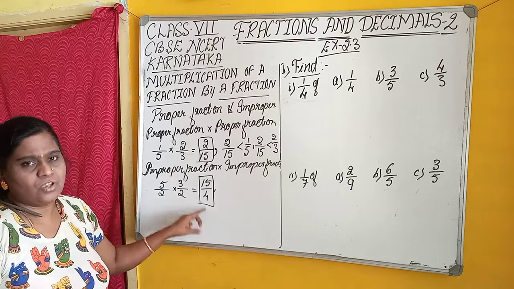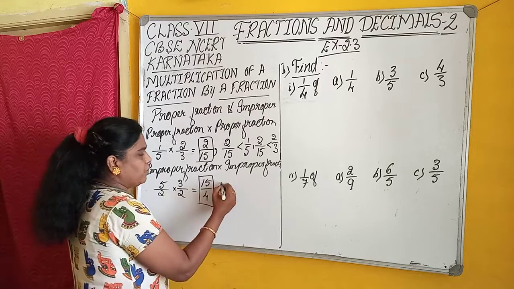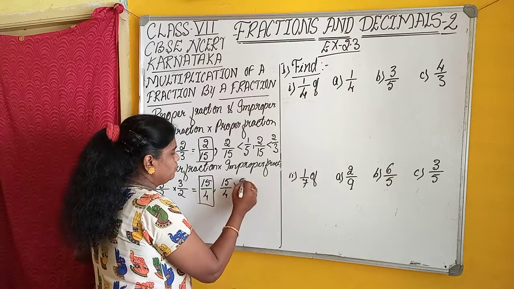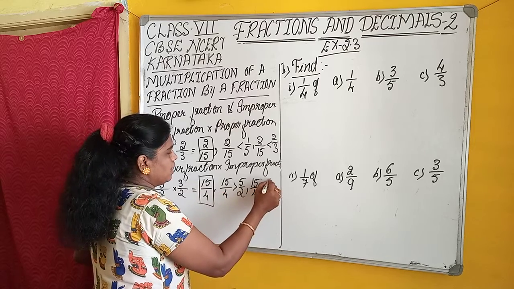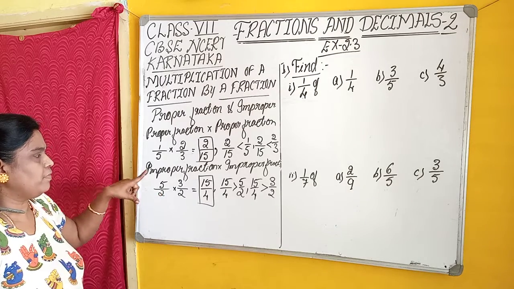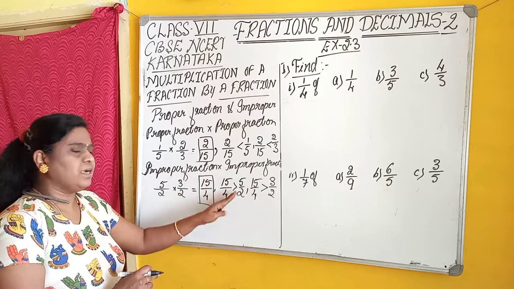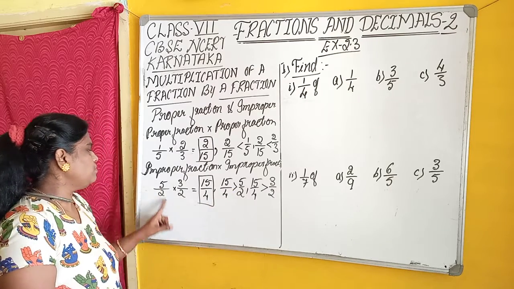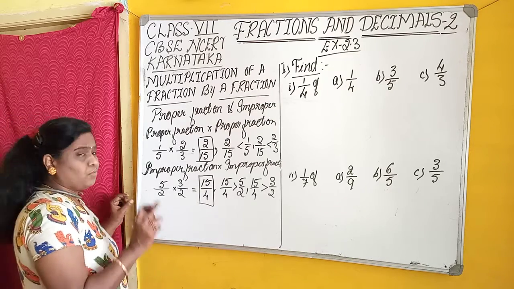This product is always greater than each of the fractions. The product 15 by 4 is greater than 5 by 2, and 15 by 4 is greater than 3 by 2. Understood, students? What happens when an improper fraction is multiplied by an improper fraction? The product is always greater than each of the fractions. 15 by 4 is greater than 5 by 2, and 15 by 4 is greater than 3 by 2.